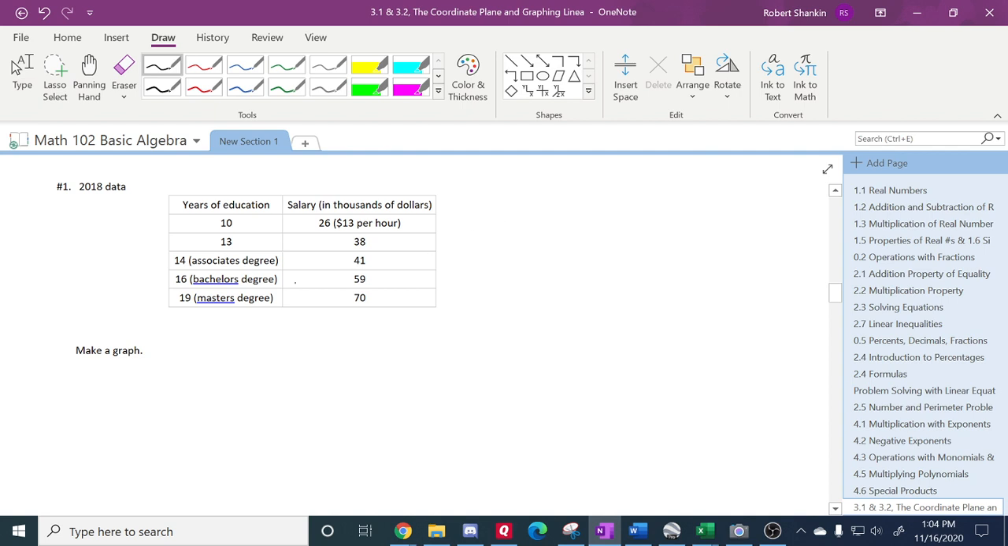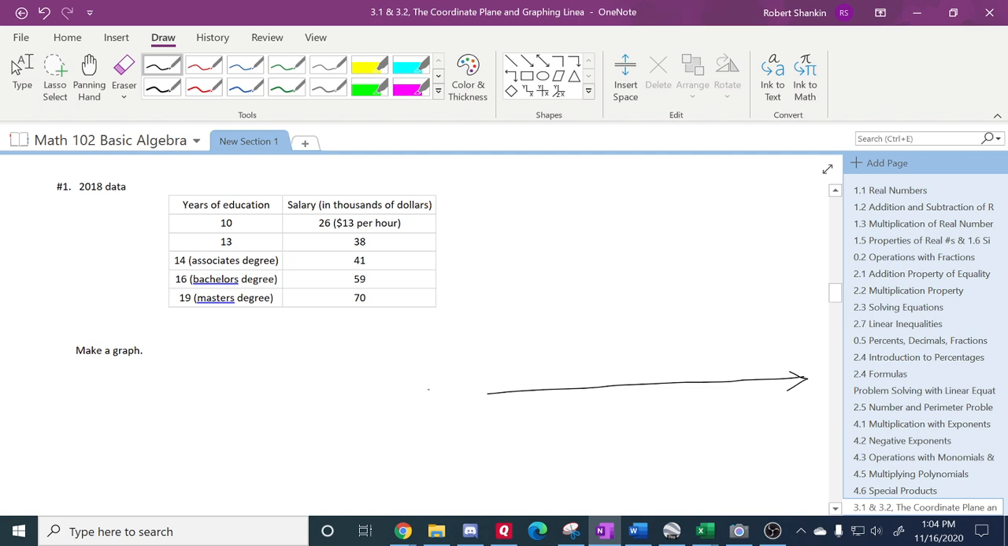All right, so how do we make a graph out of information like this? Years of education and salary. Well, it turns out that in math, historically, there was no way. People could never visualize this kind of information and make graphs out of it until this guy, Rene Descartes, came along. And he said, hey, when you want to compare two things like this, you just put one of them on a horizontal axis.